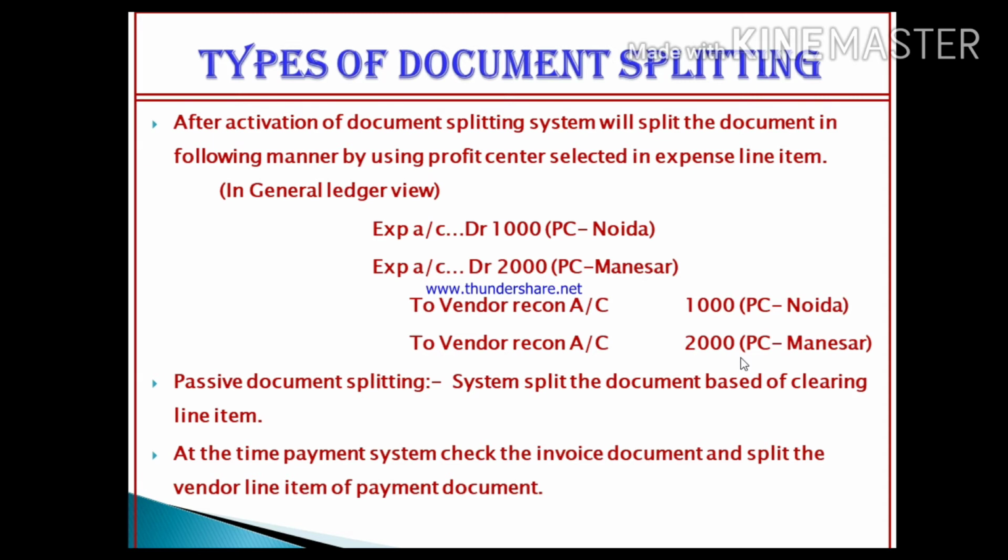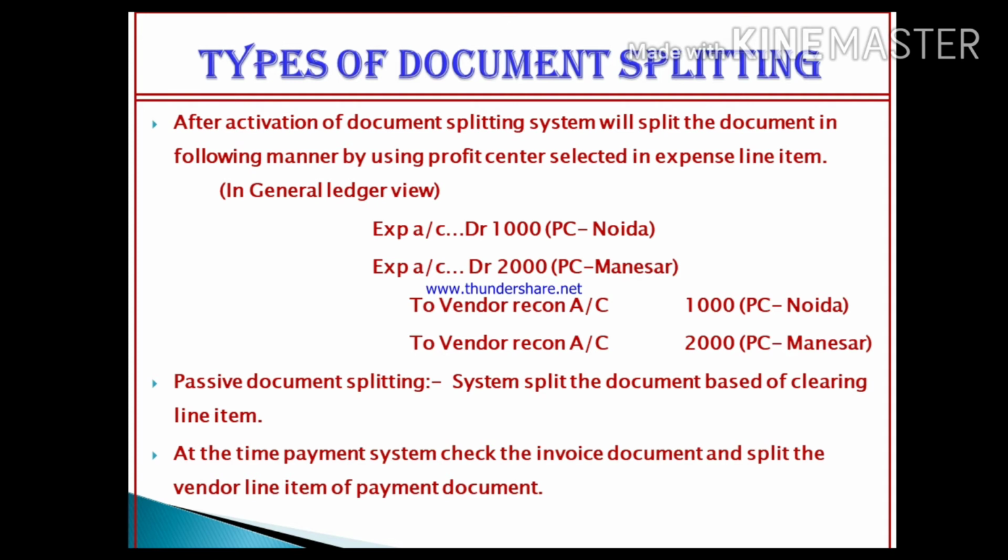So this is the purpose of activating document splitting. Now when we make a trial balance, your trial balance will match, because we have taken the same Profit Center. I hope it is clear to all. The concept should be clear to all.